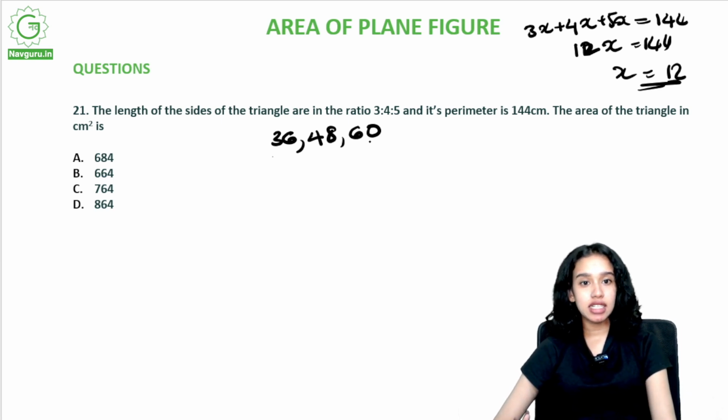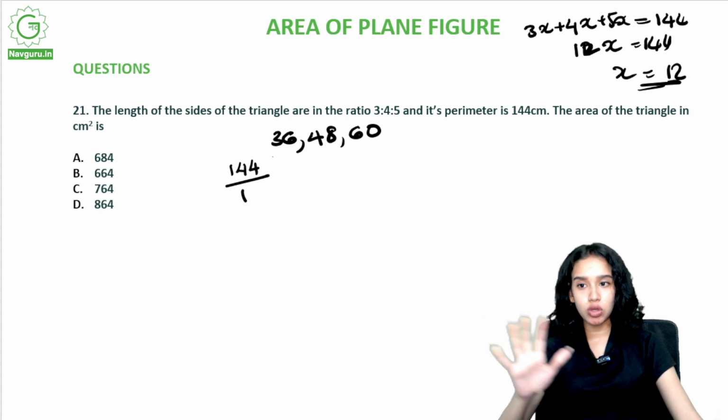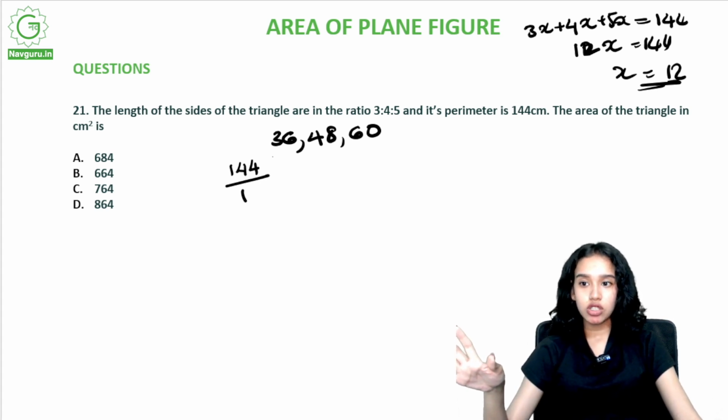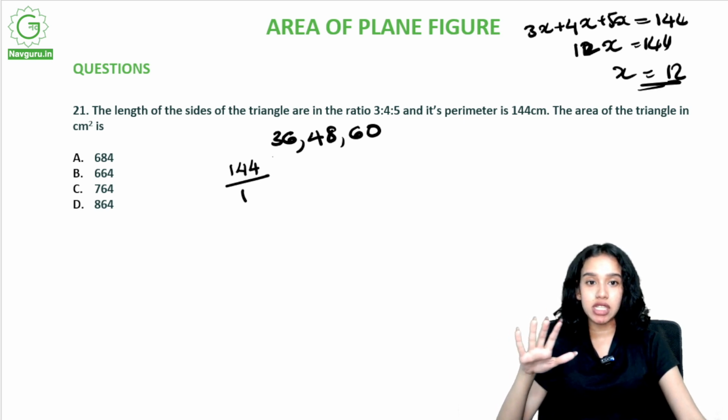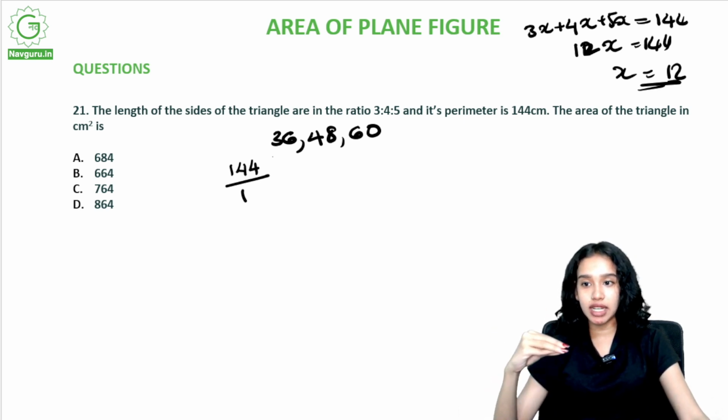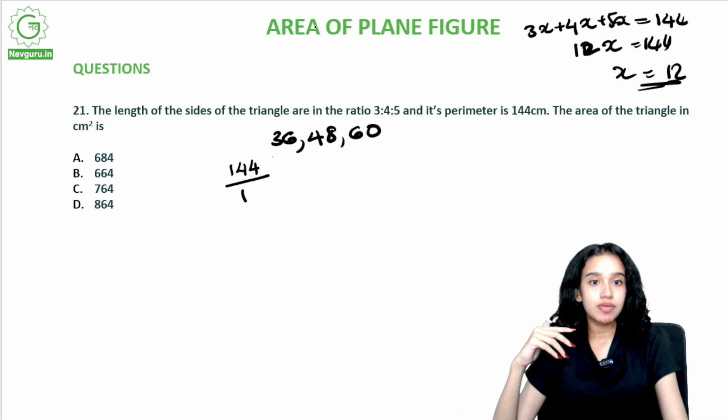So let's say that if it's an equilateral triangle, the length of one side would be 144 divided by... 144 is the total perimeter, right? So S is equal to (A plus B plus C) by 2, the average length of a side, right? So we'll calculate the average length of a side here.